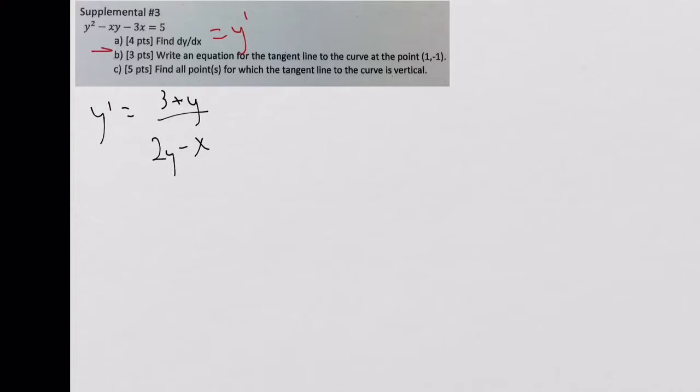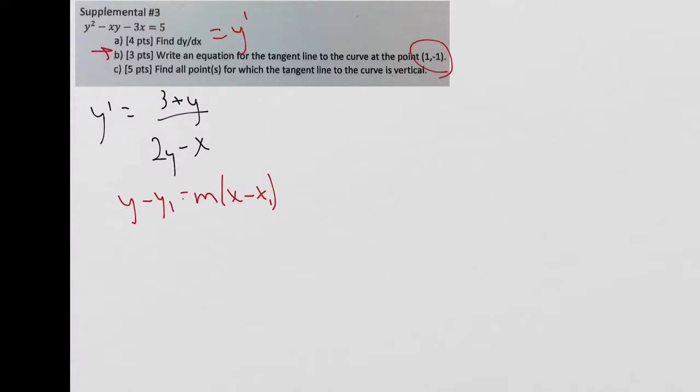Okay, now for part B, I want the equation of the tangent line at that point. So I go y minus y1 equals m times x minus x1. That is my y1. This is my x1. So I get y plus 1 equals, I'm going to leave the m blank for now, x minus 1.